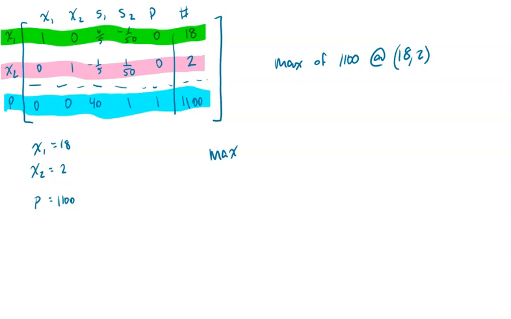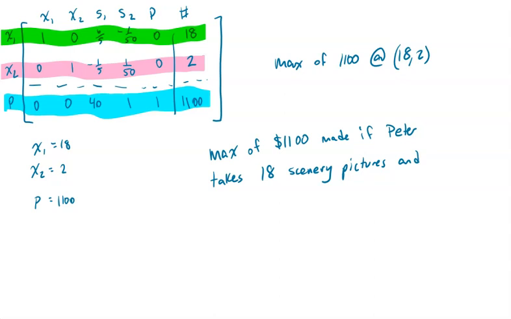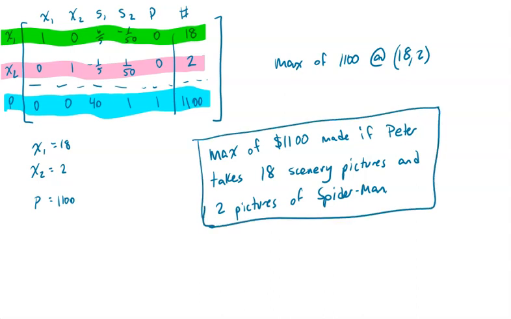So we have a max of $1,100 made if Peter takes 18 scenery pictures and 2 pictures of Spider-Man. And that is our final answer.